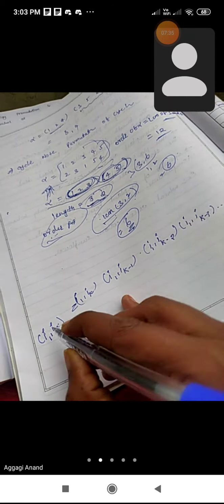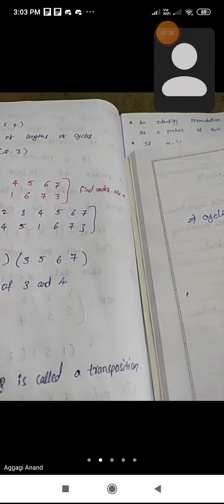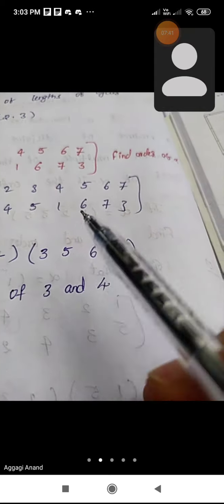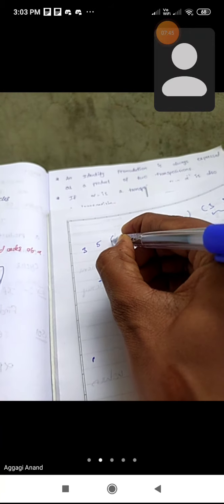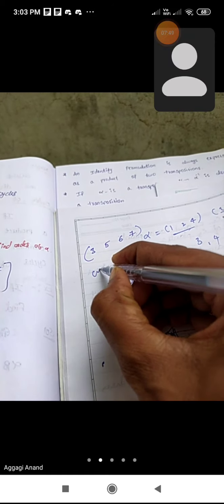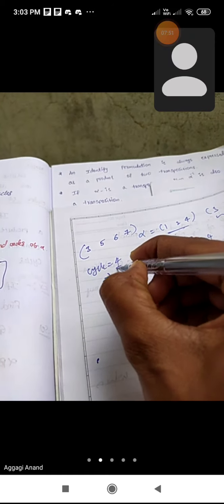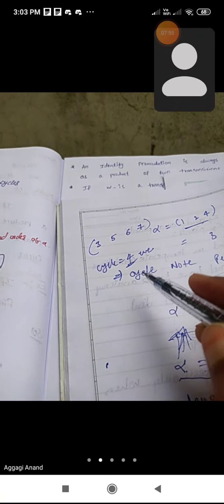Clear? So in this example we can write 3, 5, 6, 7. This is the cyclic length is 4. We can convert it to transposition. That is nothing but cyclic length is 2.